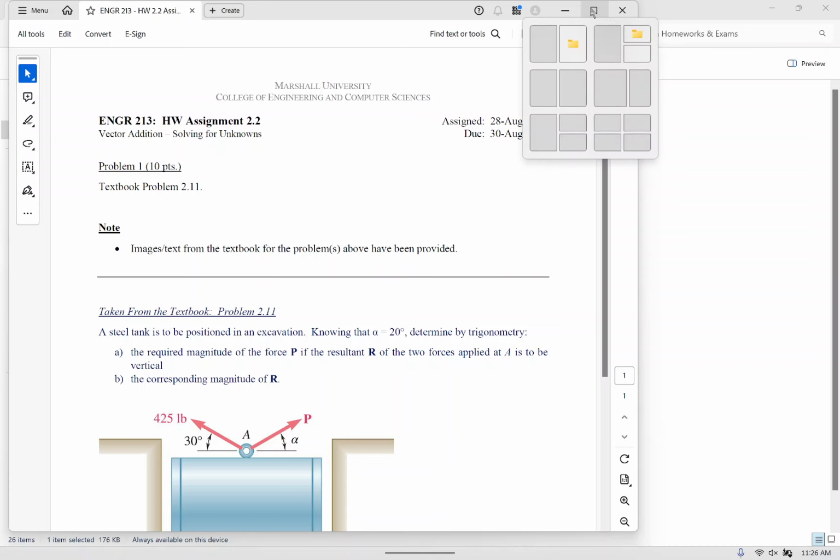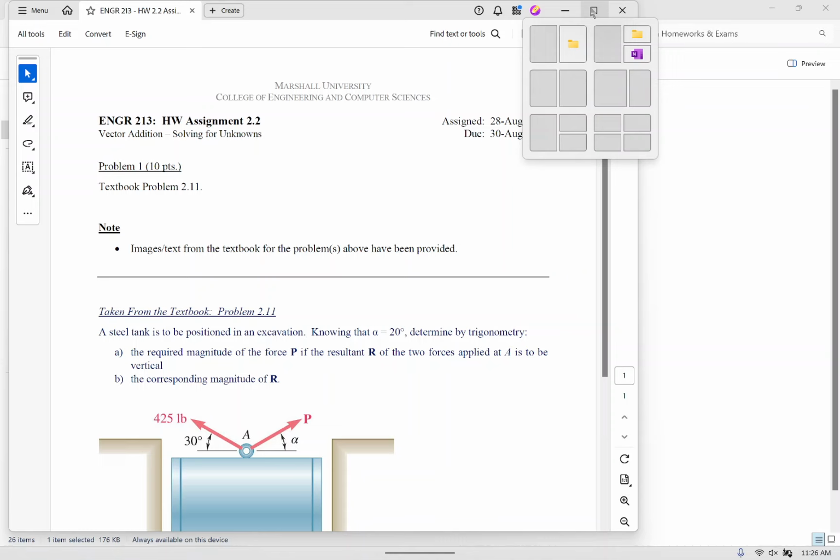The next homework is somewhat similar in that instead of the problem being horizontal, it's vertical, but we've got essentially a weight here, and what we're trying to do is 425 pounds goes like this. We're trying to figure out what the force needs to be such that the resultant is vertical.